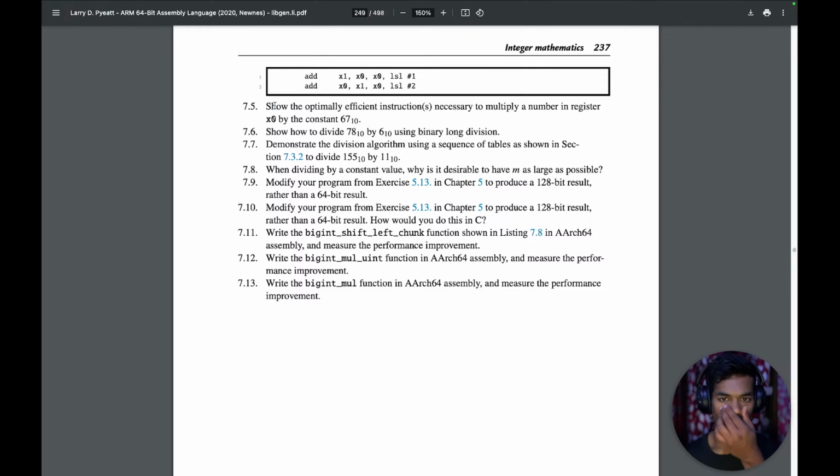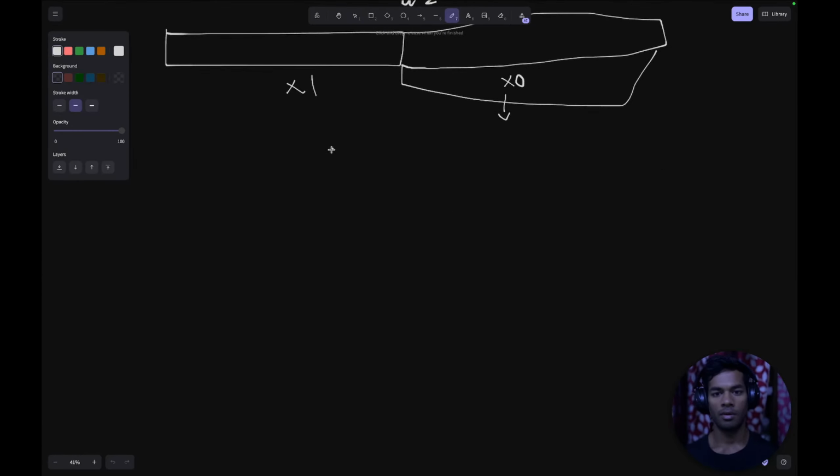Now, question number 5. Show the optimally efficient instructions necessary to multiply a number in register 0 by the constant 67. Okay, I want to multiply by 67. And how is 67 in binary? Well, 1 for 64, 0 for 32, 0 for 16. After, yes, I would need 3. So 32 is 0, 16 is 0, 8 is 0, 4 is 0, 2 is 1, and 1 is 1. This is 64 in binary.